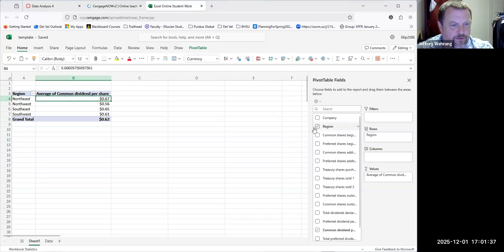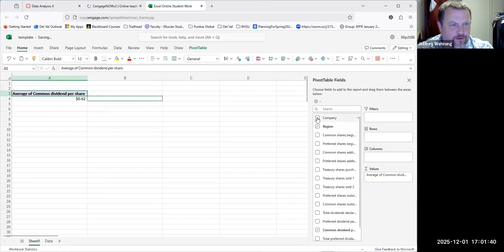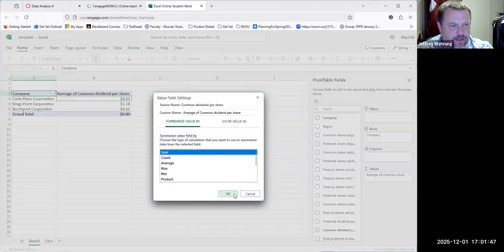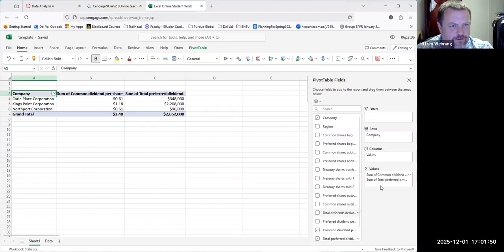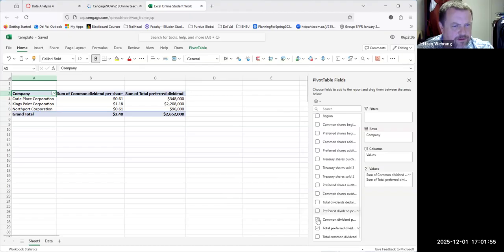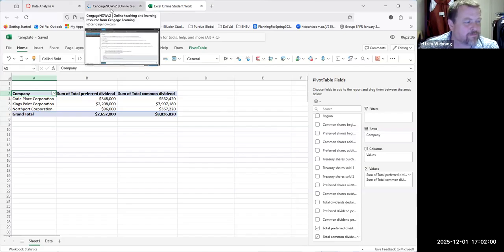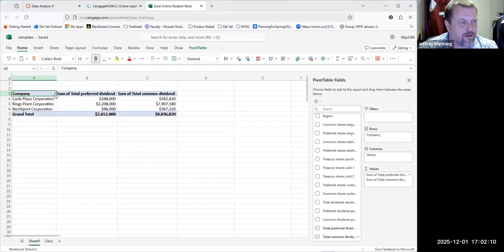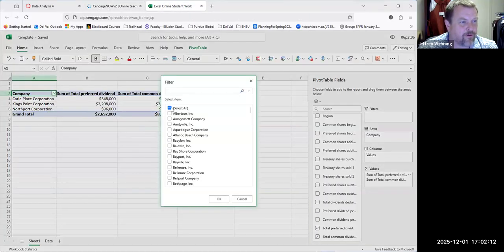Okay. So we're going to sort this by company, and we want the total common stock dividend. Let's change this to sum again, and the total preferred stock dividend. Okay. Oops. There we go. Total common stock, total preferred stock dividend. And we need to sort by company, and we're filtering by company: CentralReach, Riverhead, want this. I'm going to be flipping back and forth.